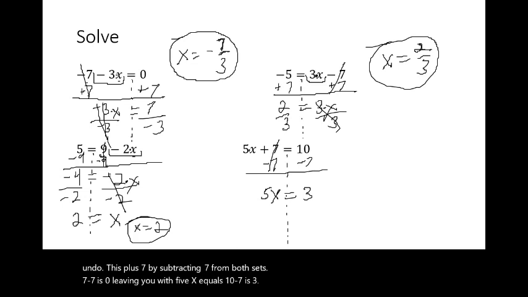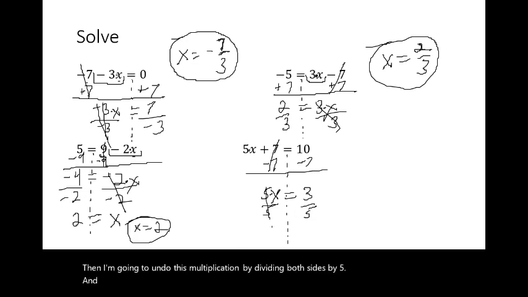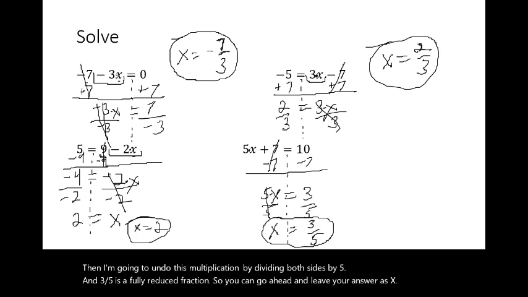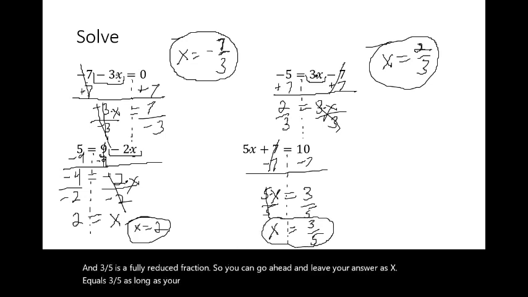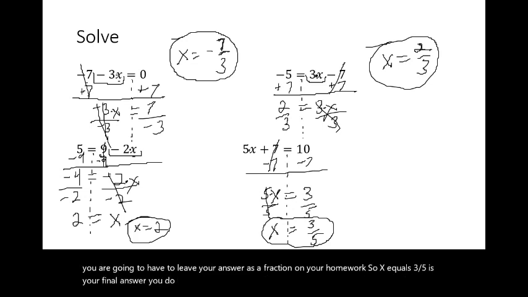Then I'm going to undo this multiplication by dividing both sides by 5. And 3/5 is a fully reduced fraction. So you can go ahead and leave your answer as x equals 3/5. As long as your answer is fully reduced, you can leave your answer as a fraction, and you are going to have to leave your answer as a fraction on your homework. So x equals 3/5 is your final answer. You do not have to turn it into a decimal.